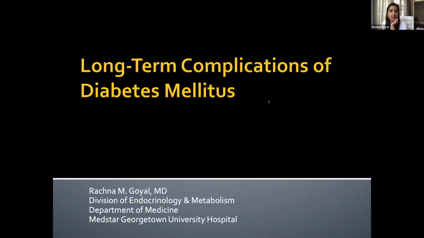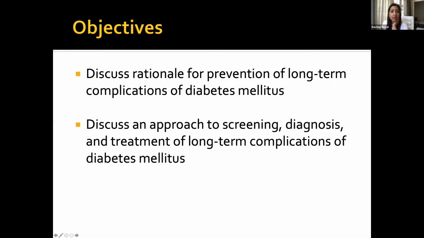Okay, so we are going to talk today about the long-term complications of diabetes. We're going to discuss the rationale for the prevention of long-term complications of diabetes and discuss an approach to screening, diagnosis, and treatment of the long-term complications of diabetes.